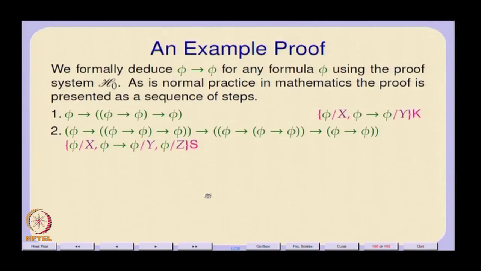And this step is formed by replacing phi for x, phi arrow phi for y and phi for z. So, you get this long formula of phi arrows: phi arrow phi arrow phi arrow phi, and so on.